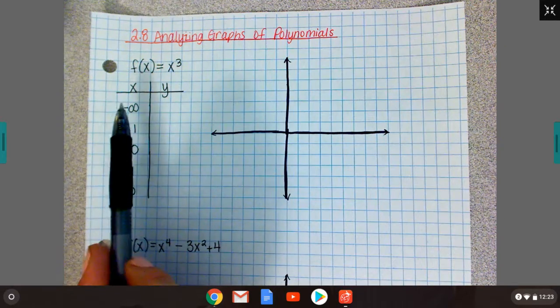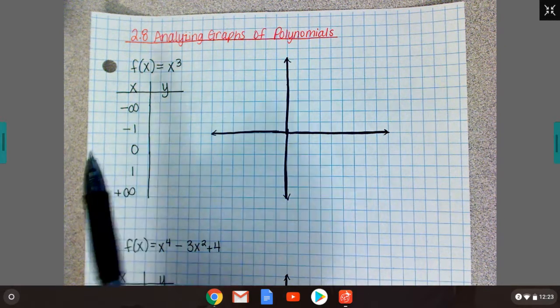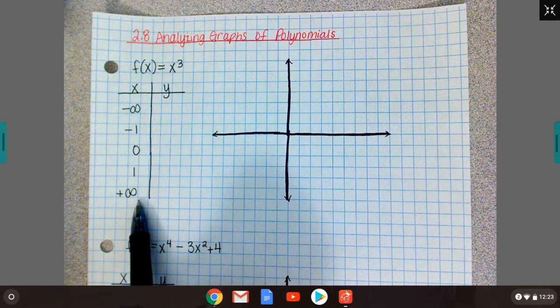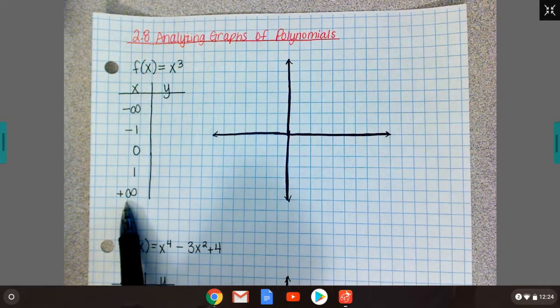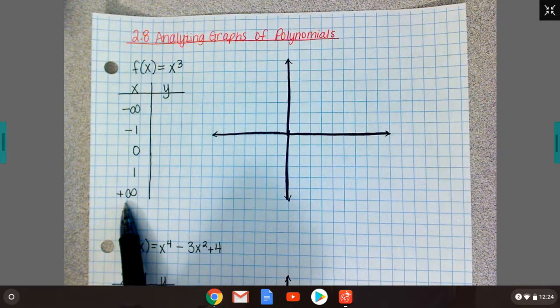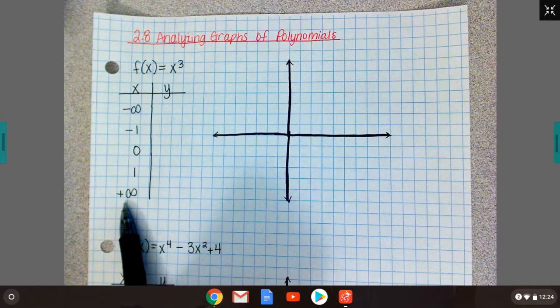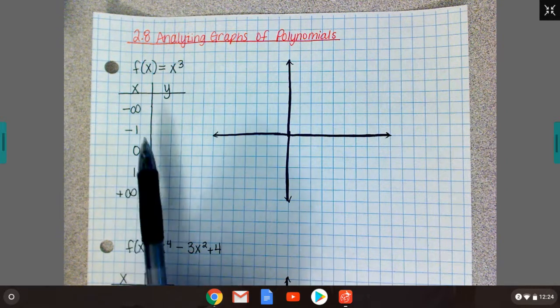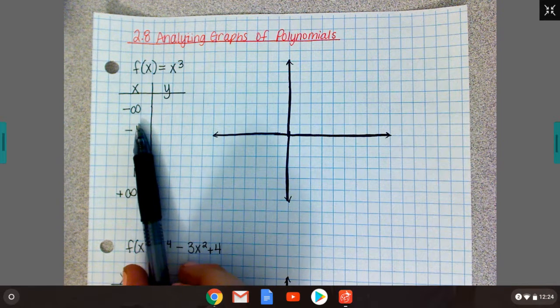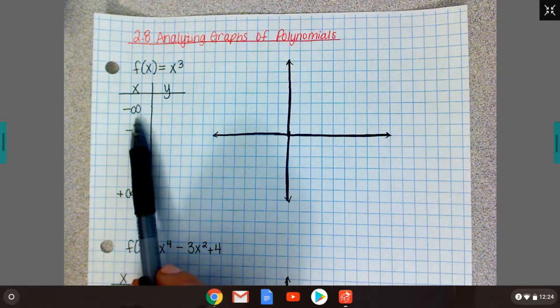So I've got myself set up with an XY table here for the first problem. And notice a couple points I added on to my table were negative infinity and positive infinity, which goes to serve that those aren't actual points. I can't actually plug in a coordinate point for negative infinity, but I can think about where my graph would end up as x heads towards negative infinity, thinking about the end behavior of my polynomial.